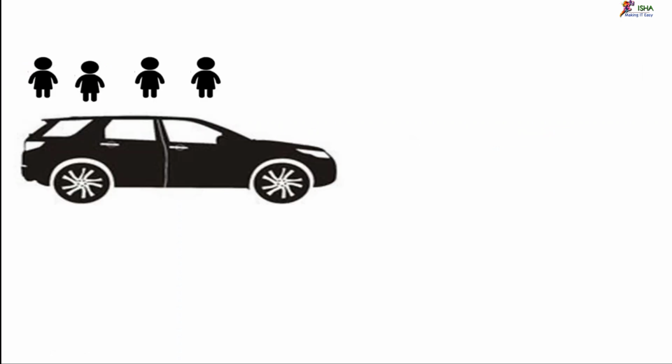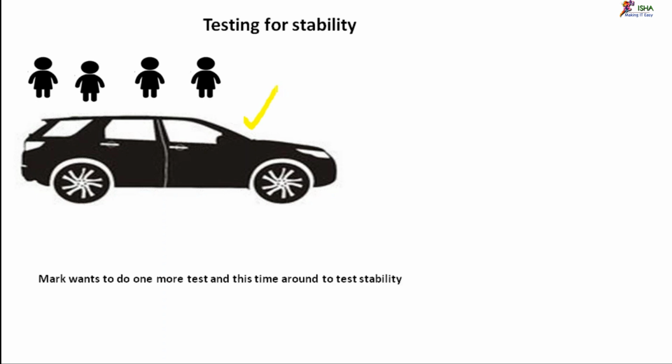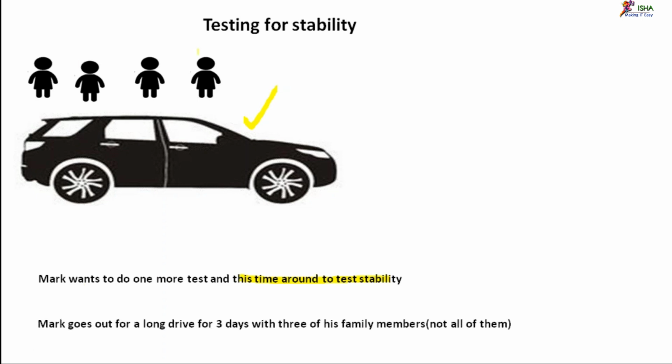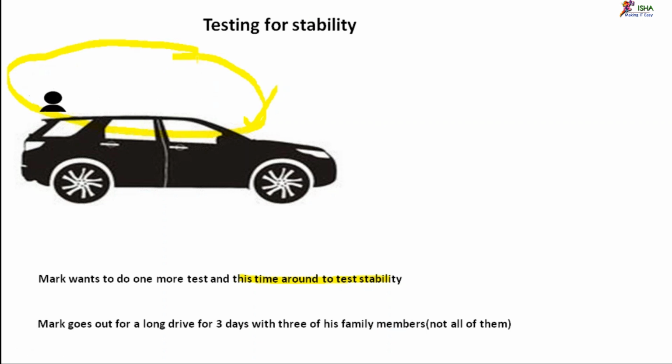Okay. Let's take the example of Mark only. He wants to buy this new car, nice new car. Okay. He is not done with the testing yet. He wants to do one more test, that is for the stability. You remember, performance testing is testing the application for speed, stability and scalability. We are talking about stability. Okay. So what did our Mark do? He wants to do one more test, this time around testing for stability. So he went out, his family is 5 people, but this time around for testing the stability, he went out with 3 of his family members. So totally 4. So all the 4 people are sitting in the car. You see, this is less than the current peak load, which is 5.